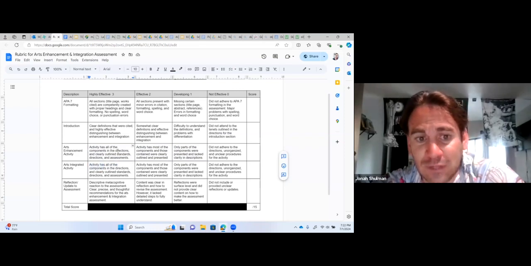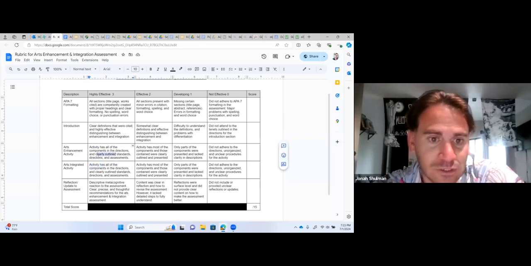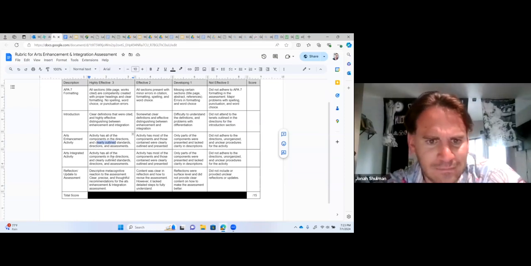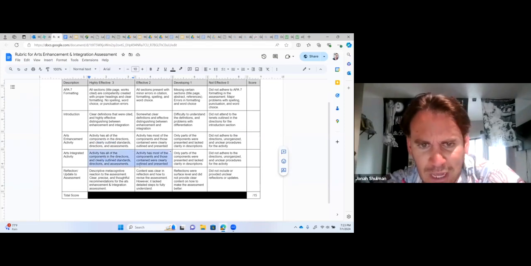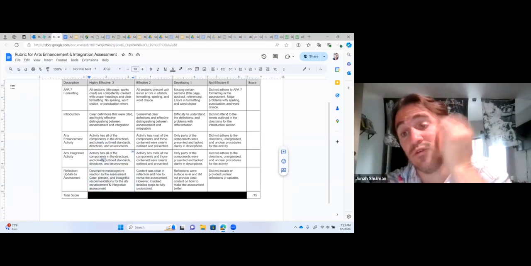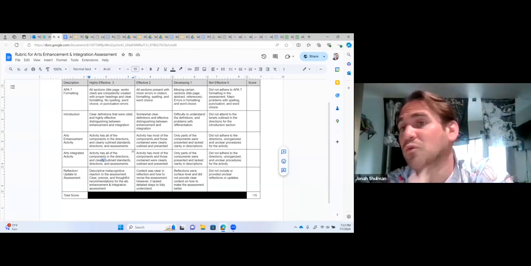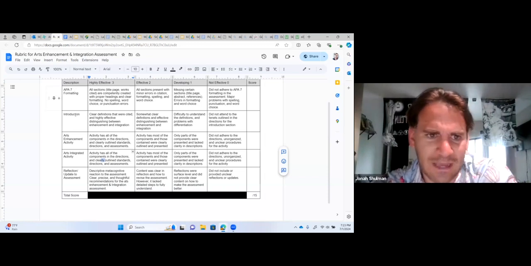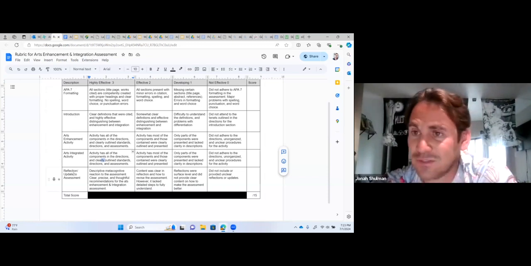So basically for these, do they have the directions, the standards, all the components, clear directions and assessments? How did it work, right? Do you have all these components or not? And then how was your reflection? Were you clear about what would make this better? What would make it easier or worse? But that's pretty much it. There's the 15 points: format, intro, both activities, and how'd your reflection go?